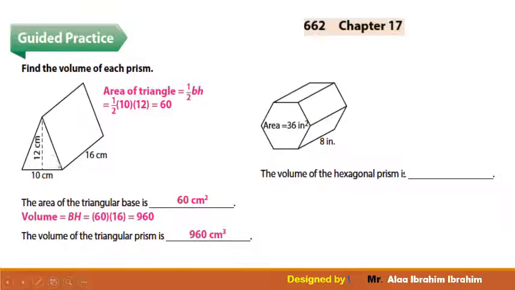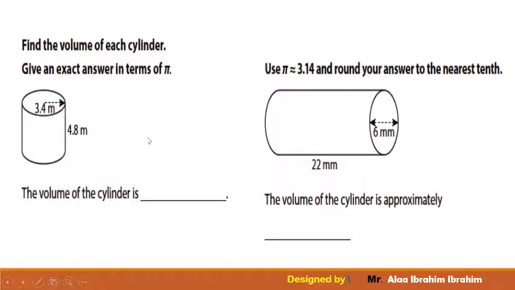I found the area of the base, then I multiply by the height. So again, the area of my base is 36 and my height is 8, so I just multiply them together. The volume is B times H, which means 36 times 8, which is 288 inches cubed. Now we're going to another example, cylinders.